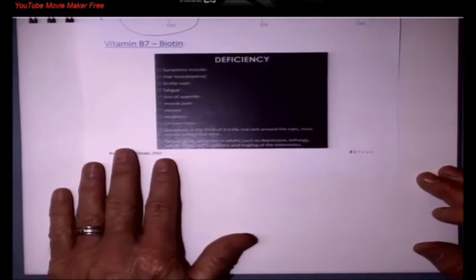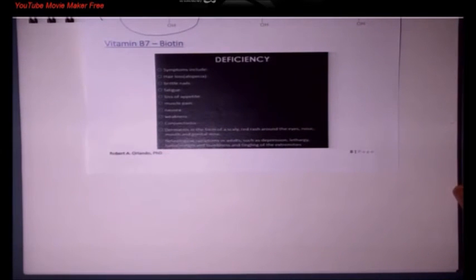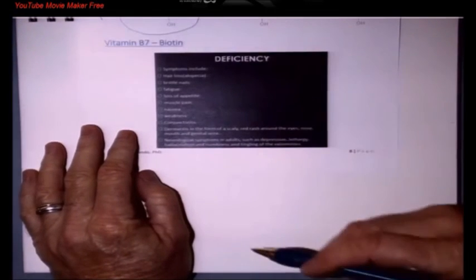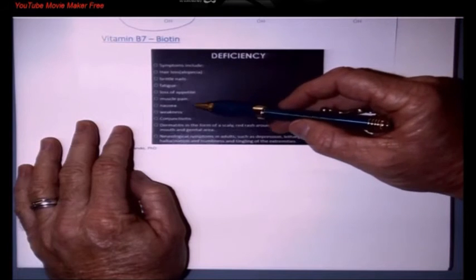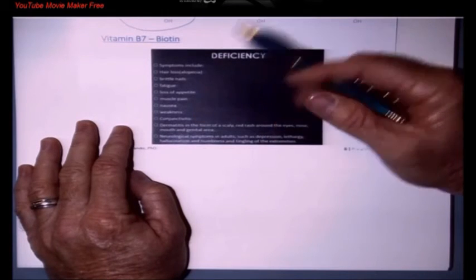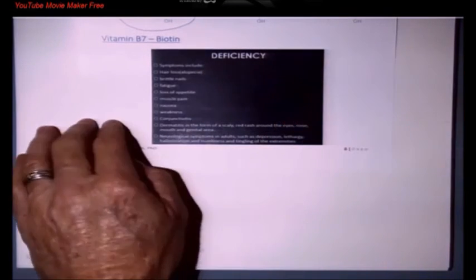Now our last one is B7, biotin. There are a lot of symptoms with biotin deficiency, lots of non-specific ones: fatigue, loss of appetite, muscle pain, nausea, weakness. Hair loss is a big one.